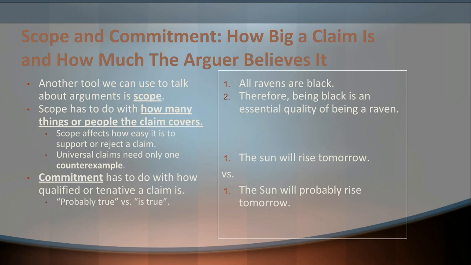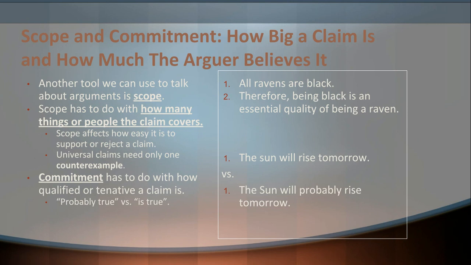So with scope and commitment, we really have 2 different things that we can measure and identify when we look at the different parts of an argument. Scope tells us how big a particular claim is, how many things it affects or talks about, and the commitment tells us how certain or how qualified, in the sense of adding qualifiers to a word or to a claim, the speaker is being. And both of these matter because they show us how easy it is to support or reject a claim.